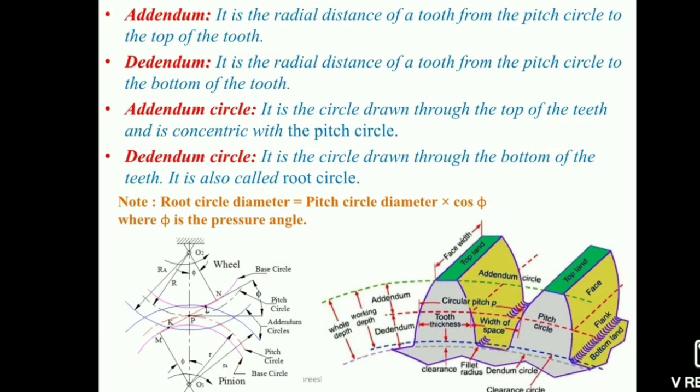Then you have addendum, which we have already explained. You have dedendum, addendum circle and dedendum circle. Addendum circle is nothing but if you draw a circle through all the addendum points, this is one addendum, second addendum, like that all the points, if you draw the line or circle, you will get the addendum circle. Similarly, you will have the dedendum circle also.